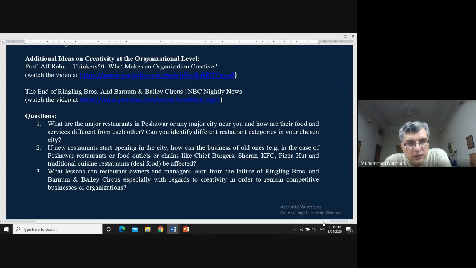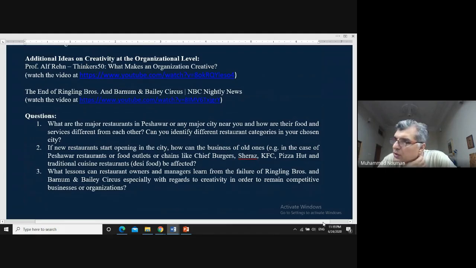The second question is: if new restaurants start opening in the city, this means a change occurs to the competitive landscape of the city. So how can the businesses of the old ones be affected? For example, some of the major players in Peshawar's food or restaurant sector are Chief Burgers, Shiraz, KFC, Pizza, and so forth, along with, most importantly, the traditional foods or desi foods, which are very popular in Peshawar because of the local culture and preference for certain kinds of food. For example, barbecue food, kadais, and so on and so forth.